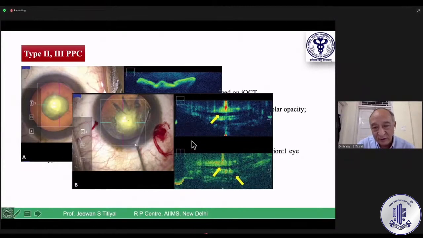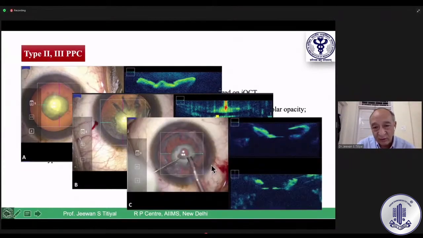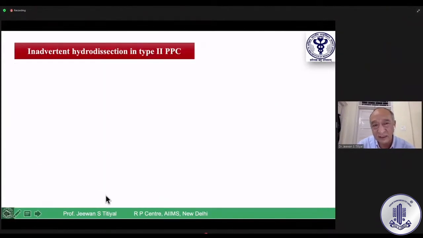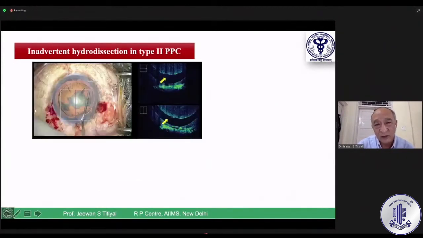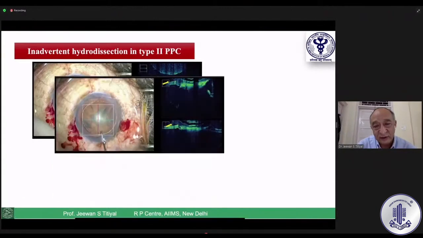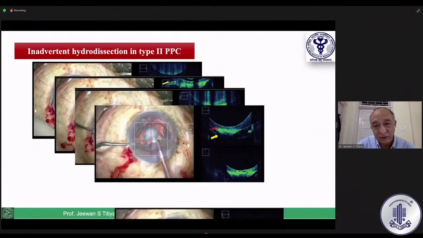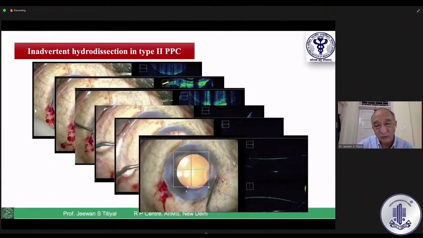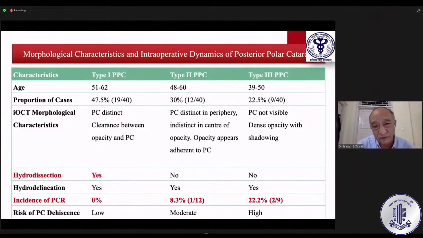You can see after the nucleus emulsification, the cortical complex, that is the epicortex and cortical complex, is still there till the end. Sometimes where you don't want to do a hydrodissection, it can happen inadvertently. That can also be picked up by IOCT. Accordingly, you can customize your surgery. You can assess your posterior capsule at this stage and complete your surgery subsequently. So this is the advantage of IOCT picturization, and you can modify your approach for surgery.